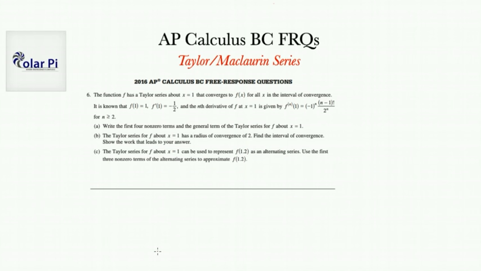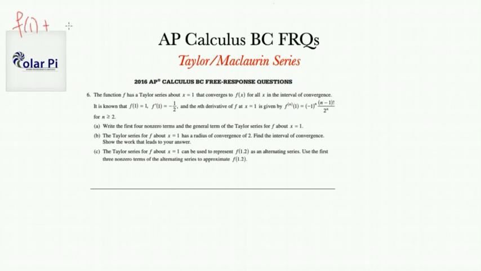6. The function f has a Taylor series about x equals 1 that converges to f of x, and it is known that the nth derivative of f is given. Same old game they're playing, right? The first 4 non-zero terms and the general term, no, we're not doing that because this is very straightforward. You've got the start: you've got f of 1. The only thing different is it's not centered at 0 this time.